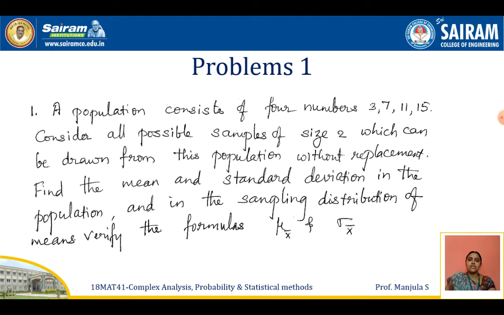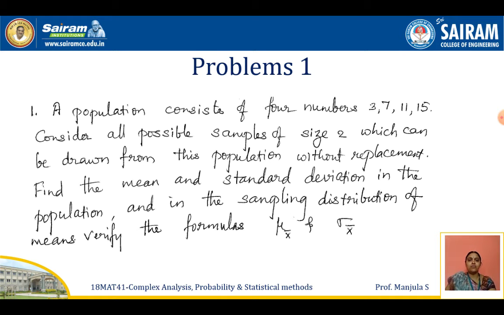A population consists of four numbers 3, 7, 11, 15. Consider all possible samples of size 2, that is, the small n value is given as 2, which can be drawn from this population without replacement. Find the mean and standard deviation of the population, and in the sampling distribution of means verify the formulas for mu x bar and also sigma x bar.